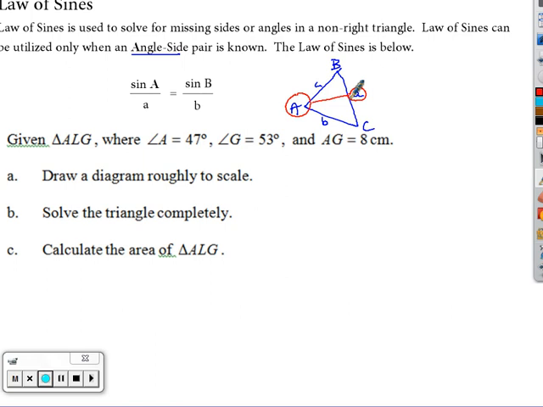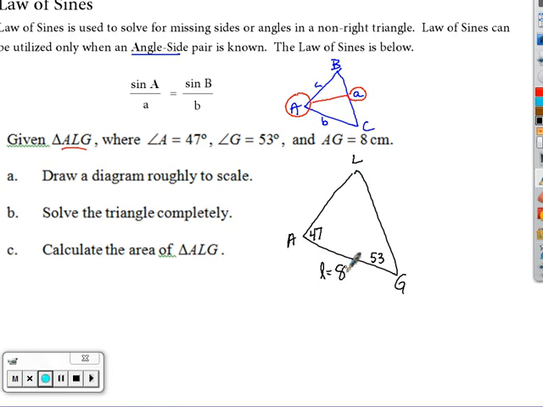So we're going to talk about triangle ALG, where angle A is 47, angle G is 53, and side AG is 8. Draw a diagram roughly to scale. Not too worried about the scale of the diagram. But if we have angle A, let's say that's L and this is G, so we know that A is 47, that's given information. We know that G is 53, given information. And we know that side AG, which is also little side L, is 8.